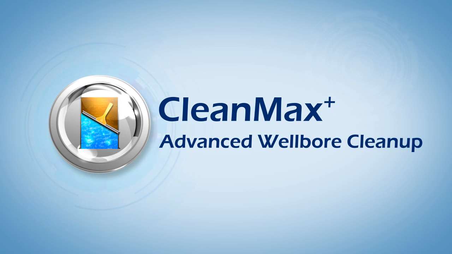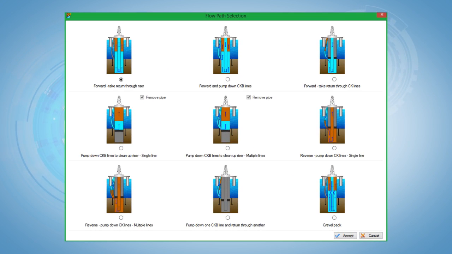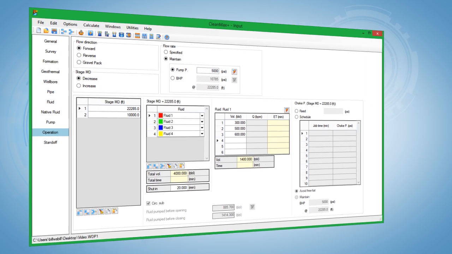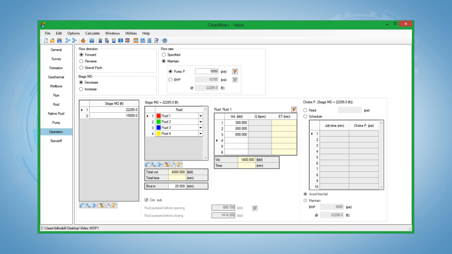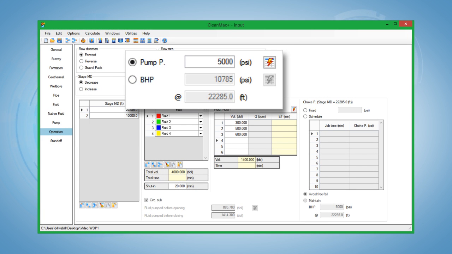The more advanced version, CleanMax Plus, is designed for deepwater operations involving displacements using choke, kill, and boost lines, with 9 different flow paths. CleanMax Plus can optimize pump rates for maximum fluids displacement efficiency by providing the highest allowable pump rates without exceeding pump pressure.